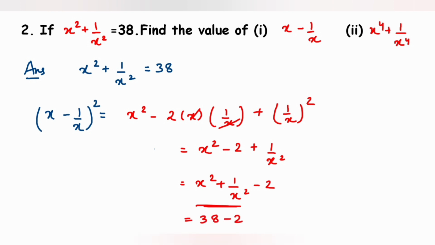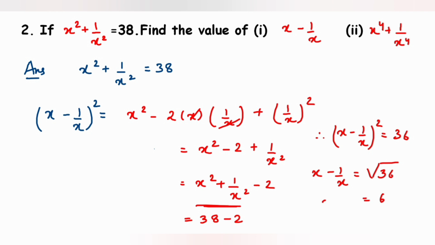So therefore we got x minus 1 upon x whole square is equal to 36. So x minus 1 upon x will be equal to, take a square root of it. So we have removed the square and have kept the square root, which will be equal to 6. So x minus 1 upon x value is 6. So this is the first question we have done. Now we'll move on to the second question.